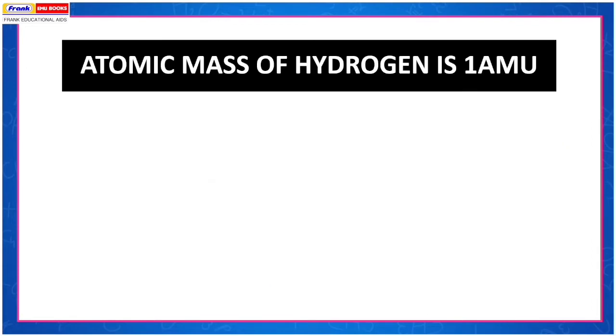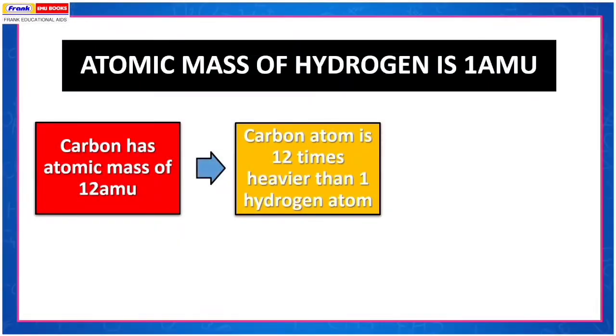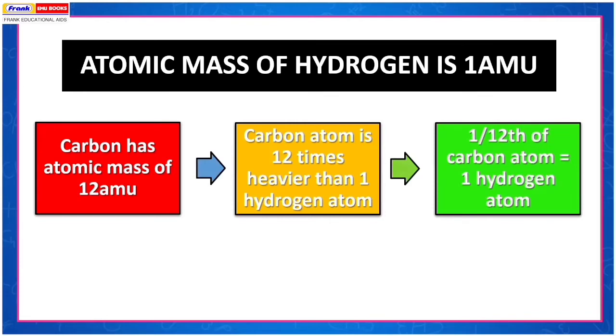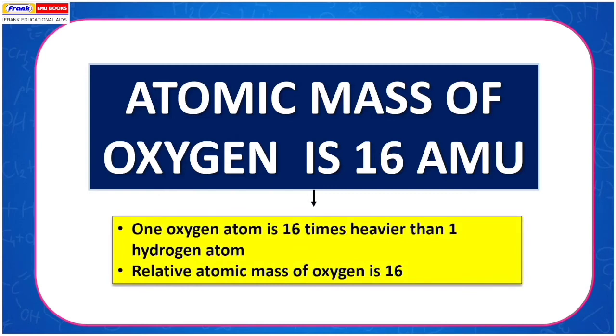Atomic mass of hydrogen is 1 AMU. Carbon has atomic mass of 12 AMU. A carbon atom is 12 times heavier than one hydrogen atom. 1/12 of a carbon atom is equal to 1 hydrogen atom. Atomic mass of oxygen is 16 AMU. One oxygen atom is 16 times heavier than one hydrogen atom. Relative atomic mass of oxygen is 16.